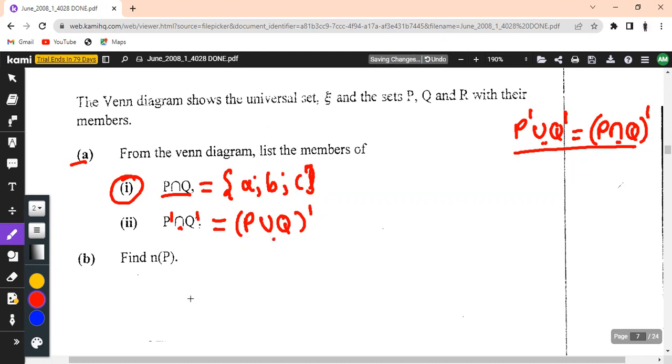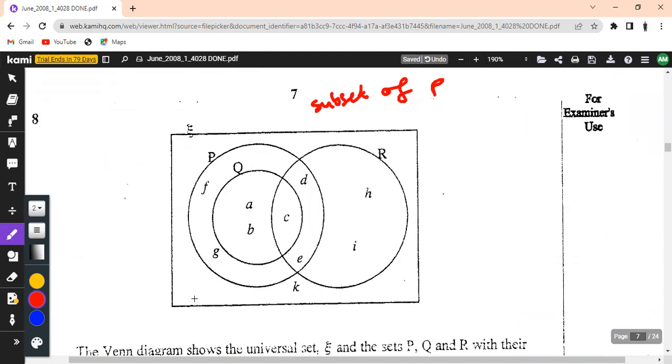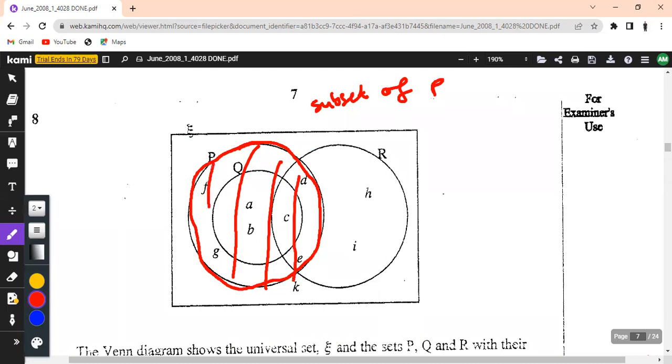As you can see, P union Q complement means what is not in P and Q. Then this is your P union Q. The whole of this P and Q are inside here. This is where your P and Q are located. All of the P and Q are here. So what is the complement? The complement means outside of this part. So outside we've got H, we've got I, we've got K.